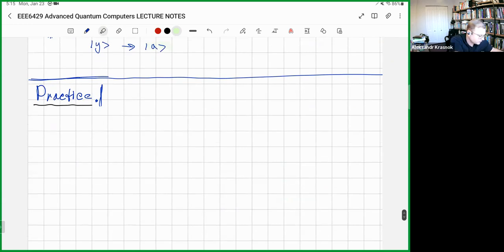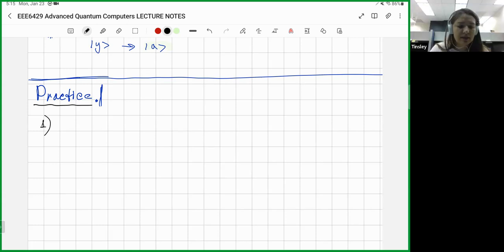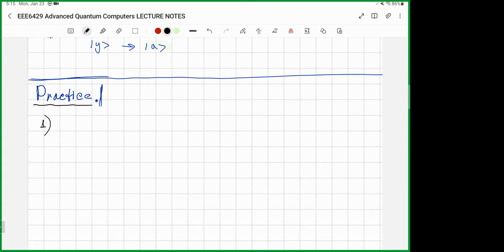So now let's practice maybe what we discussed so far. Here I prepared a number of problems, so let's start with the first one. Let me turn off the camera. Okay. So by the way, do you all see my screen, the tablet, nicely? Yes, we can see it. Okay. So the first problem.